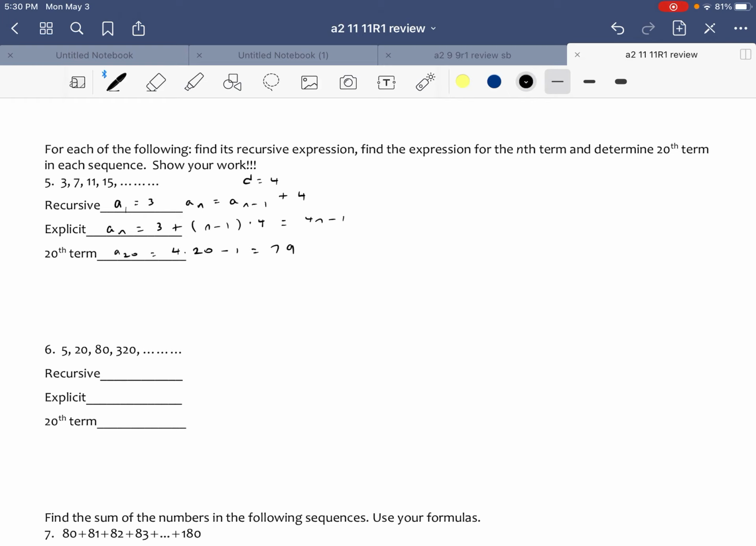Number 6, 5, 20, 80, 320. I notice that these numbers are going up by multiplying by 4. That makes it geometric. My common ratio is 4.